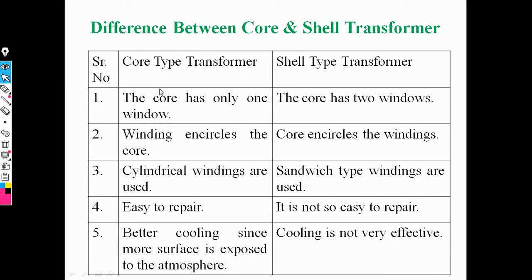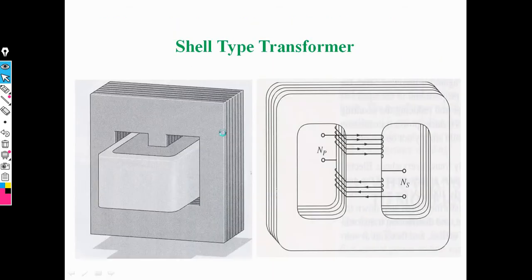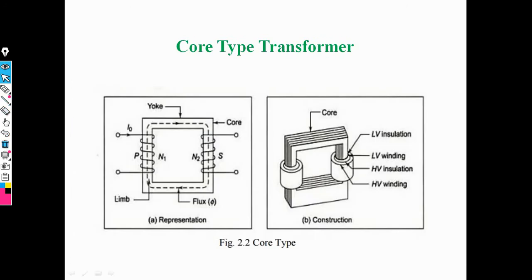Also, in the core type transformer, the winding is placed on the limb section. The limb is here, and this is the side limb. That is, in the core type transformer the winding is placed on the side of the limb, with the turns for the secondary side and the primary side.